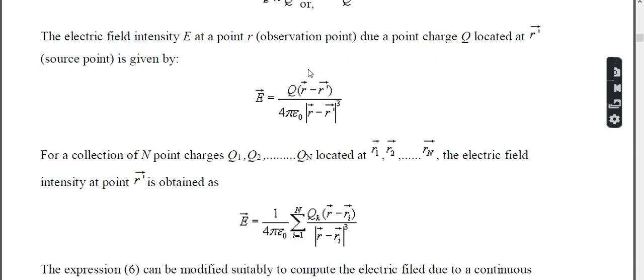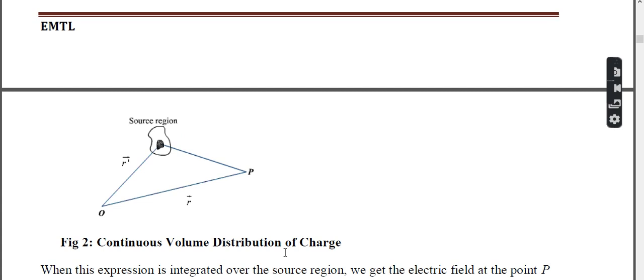Due to one point charge, we have already seen from Coulomb's law, it is Q1 by 4 pi epsilon r square, because we divide by the charge and one Q gets cancelled. For n number of point charges, it is given by the summation. So this is about the electric field intensity and force, which is given by Coulomb's law.